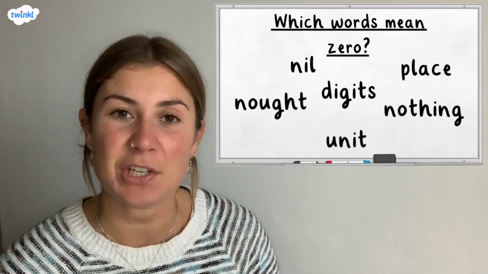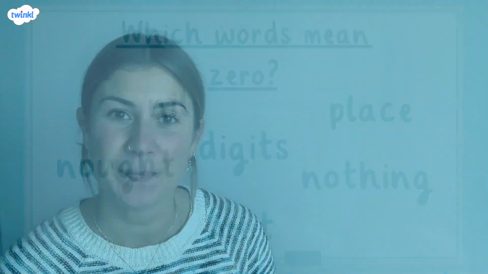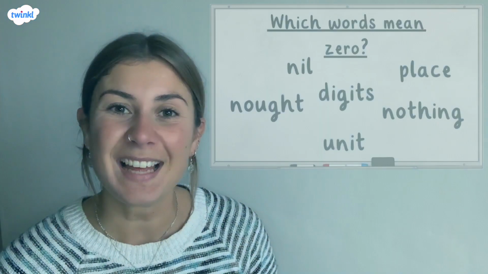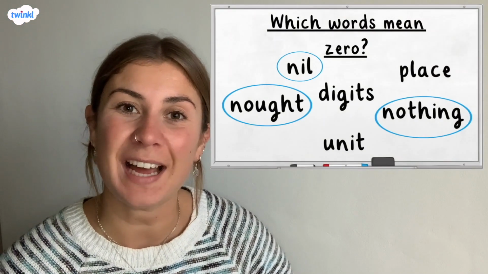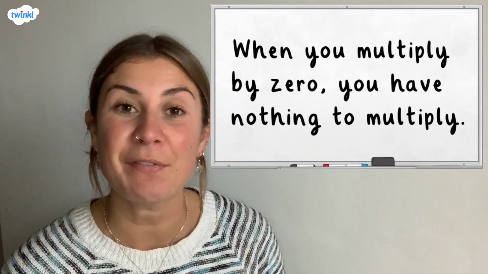Here I've got a selection of maths vocabulary. Can you identify the words that mean zero? That's right. Nothing, naught and nil all mean zero. When you multiply by zero, you have nothing to multiply.